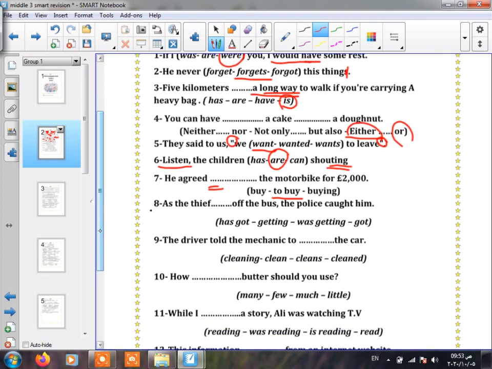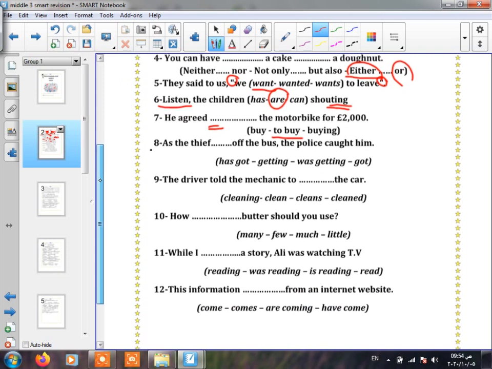Okay, if you are still confused about number, yes, this one. If I said 5 kilometers, not more than 6 kilometers, of course here I will say are. 5 kilometers are more than 6 kilometers because I'm talking about how many they are. But here I'm talking about it as a long way. So that's why I chose is. Okay, that's in case you are still confused. Okay, let's go to number 8.